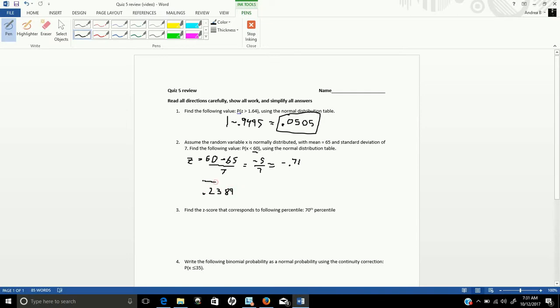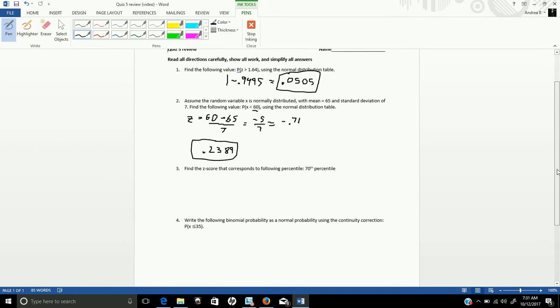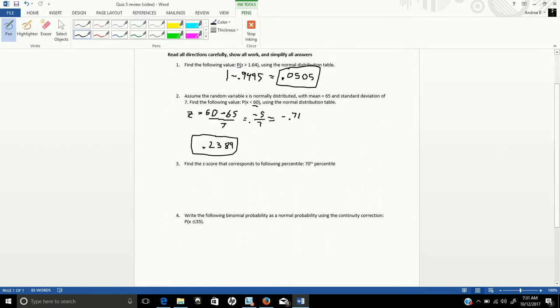And then in this case, we're dealing with less than, because it said x was less than 60, which means to the left of the curve. So we don't have to subtract it from 1 in this case, because it was a less than. And that's what's already given to us in our normal distribution table. So make sure you can remember when to subtract it from 1 and when not to, and also how to calculate your z-scores there.